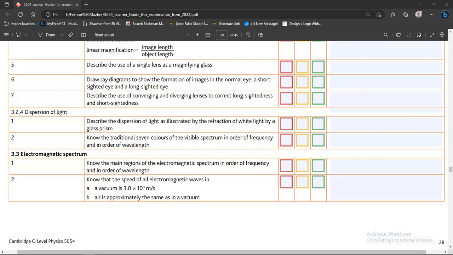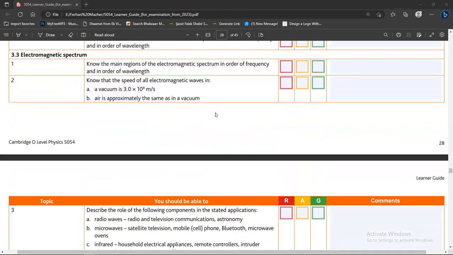Electromagnetic spectrum is the next topic. Know the main regions of the electromagnetic spectrum in order of frequency and in order of wavelength. Know that the speed of all electromagnetic waves in a vacuum is 3 × 10^8 meters per second. Air is approximately the same as in a vacuum.